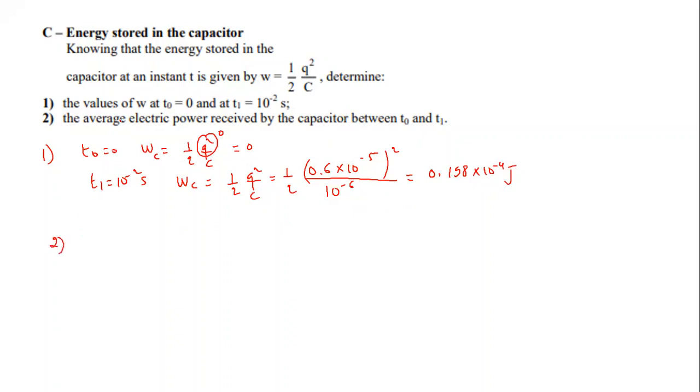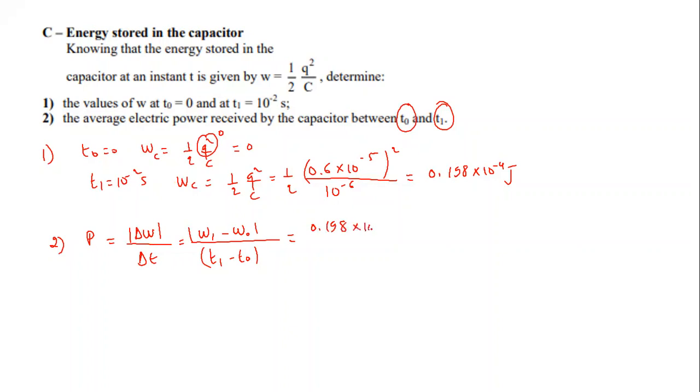Part 2, calculate the average electric power received by the capacitor between T0 and T1. So in order to find the average power, it is equal to delta W over delta T, which means it's equal to W1 minus W0 over delta T, which is equal to T1 minus T0. And then we'll get as answer 0.198 times 10 to the power minus 4 over T1, which is 10 to the power minus 2. So in the end the answer is 0.198 times 10 to the power minus 2 and what?